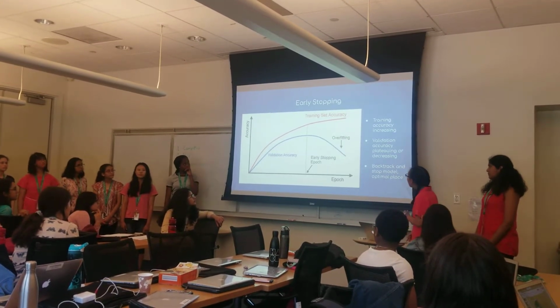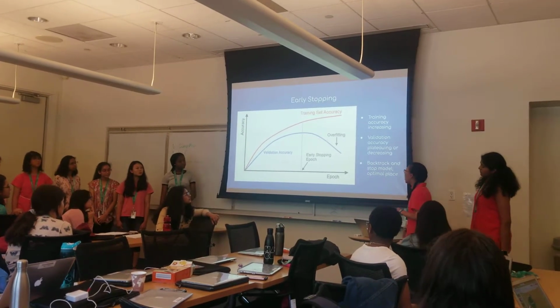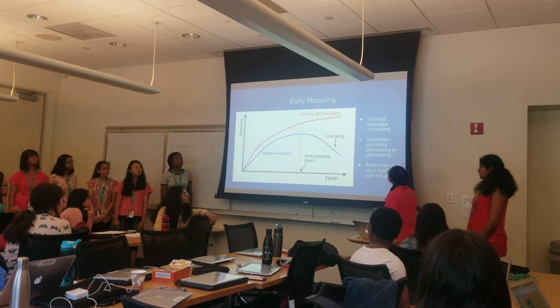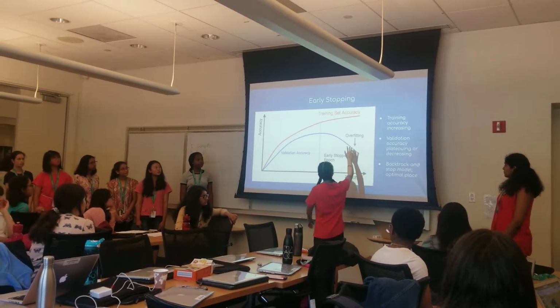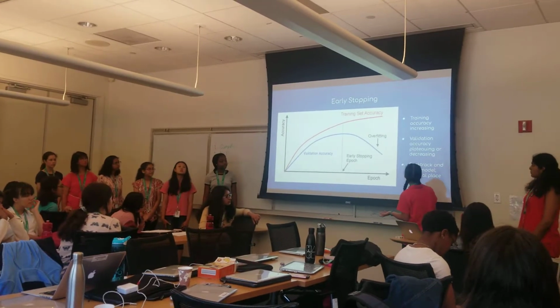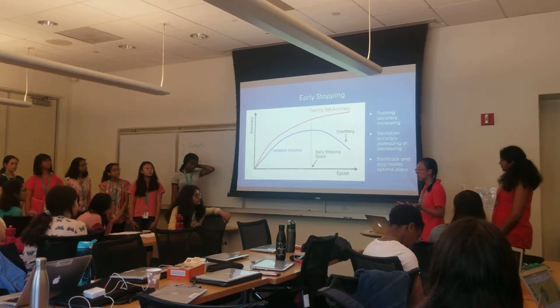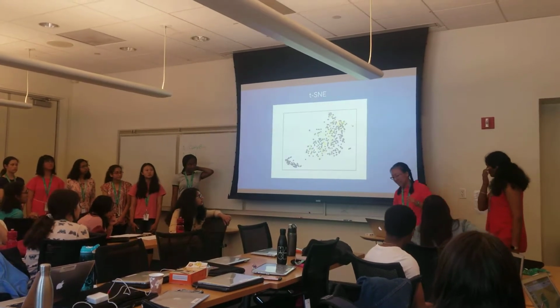We also implemented early stopping, which is really helpful in detecting overfitting. What happens is that when it sees that the training accuracy is increasing, but the validation accuracy is plateauing or decreasing, it will eventually backtrack and stop at the model's most accurate point.